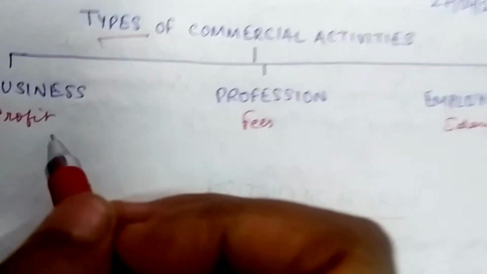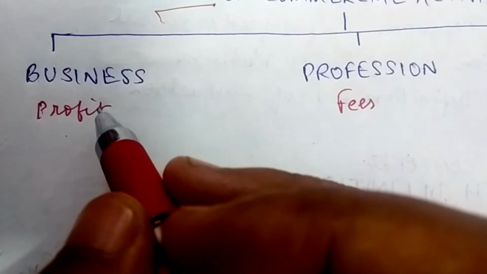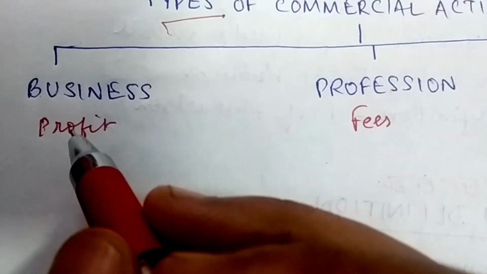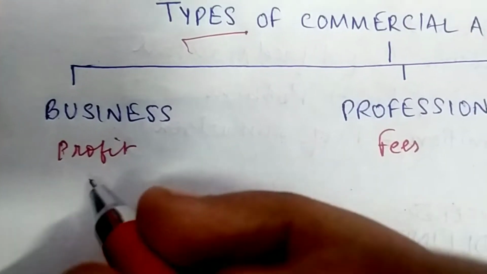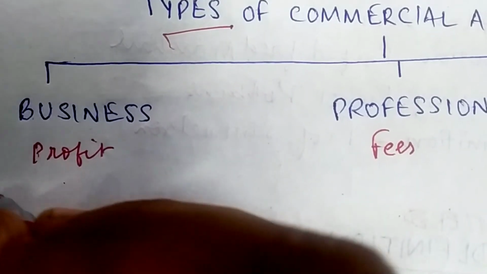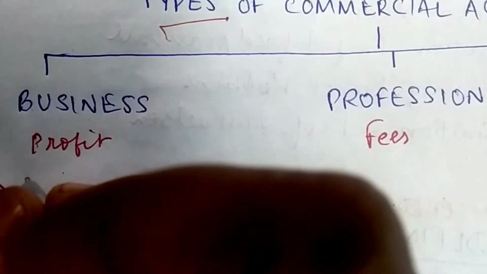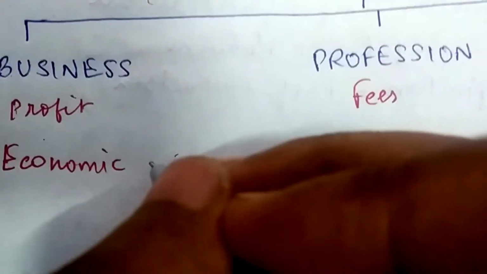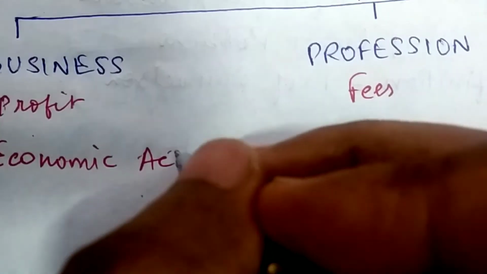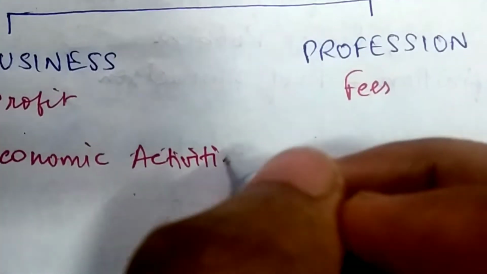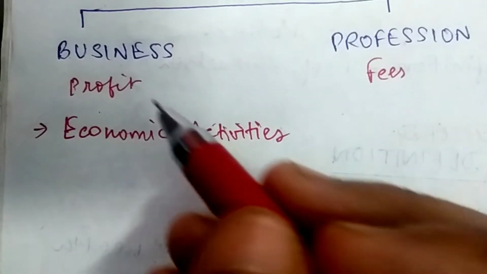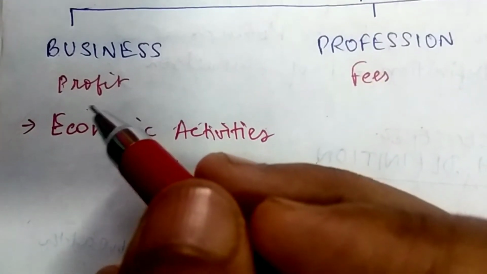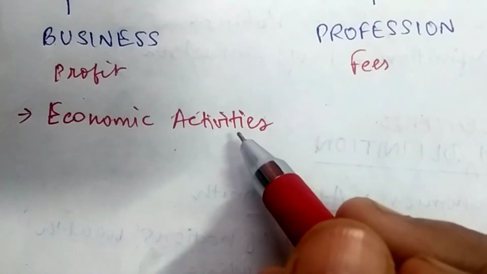Okay, so let's first start with our first commercial activity or economic activity, that is business. So what we can say is that business is an economic activity. Can you say that business is an economic activity? Yes sir, sure. Can anyone tell me the reason? Yes, the reason is that by doing business we are earning money, we are creating wealth. That is why it is an economic activity.